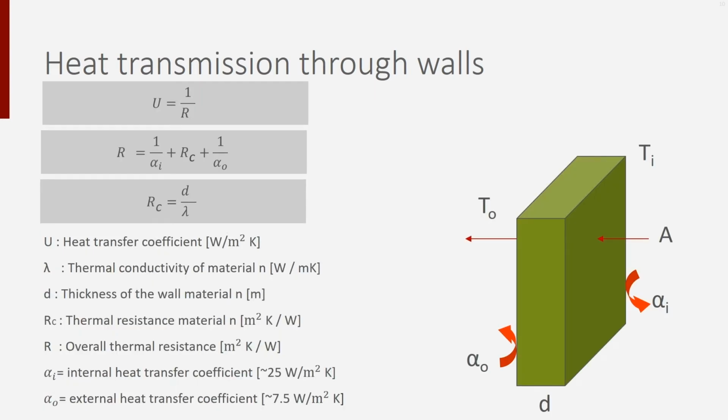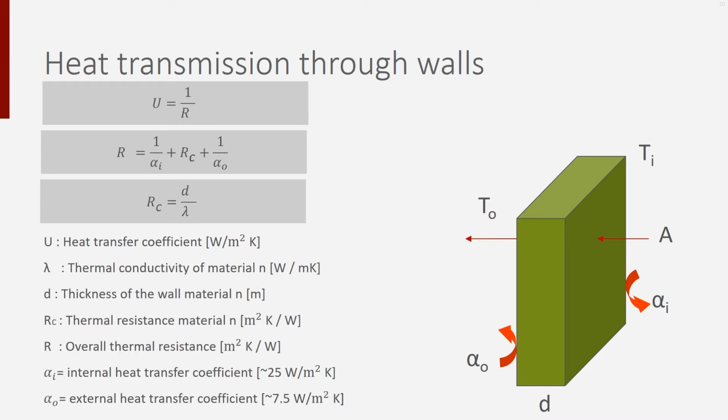In addition to the resistance of the material, the overall heat resistance accounts for two other terms, one divided by alpha O and one divided by alpha I. These represent the combined convective and radiative heat transfer coefficient from the wall surface to the air and other surrounding surfaces. For outside alpha O and for inside alpha I.